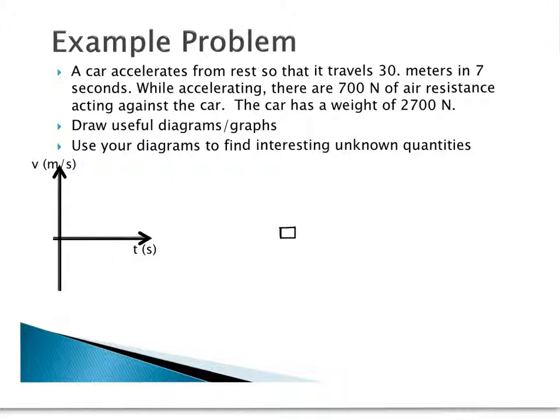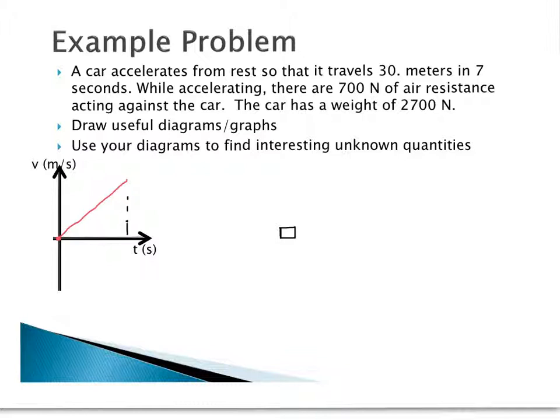So starting with "a car accelerates from rest." Rest tells me that when the time is 0 seconds, the velocity is 0 meters per second. The car is going to accelerate, so its velocity is going to increase. And it accelerates so that it travels 30 meters in 7 seconds.